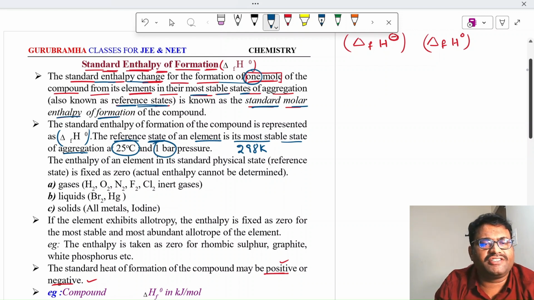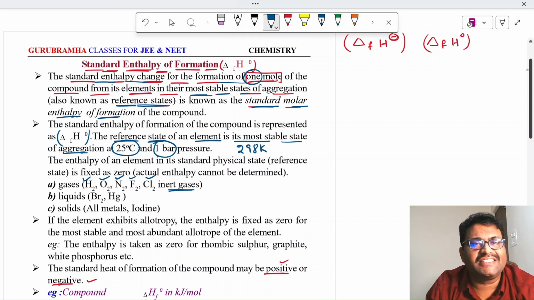Here, for reference states or most stable states, let us take hydrogen gas, oxygen gas, nitrogen gas, chlorine gas, and inert gases. All these present in the gaseous state are called reference states or standard states, right?